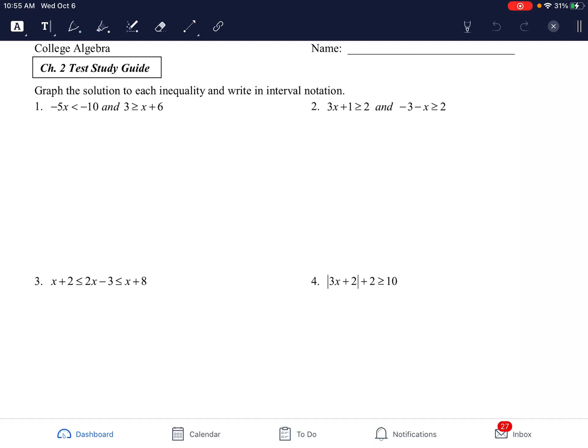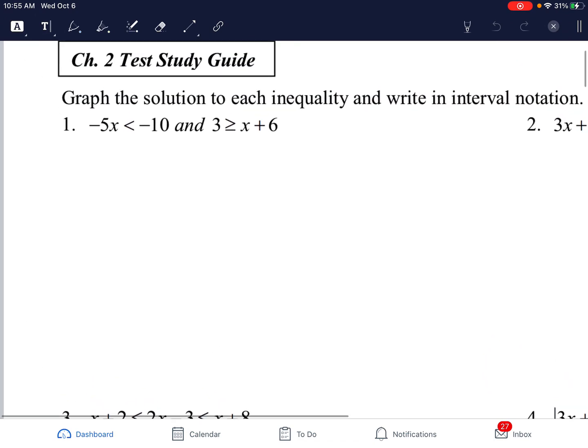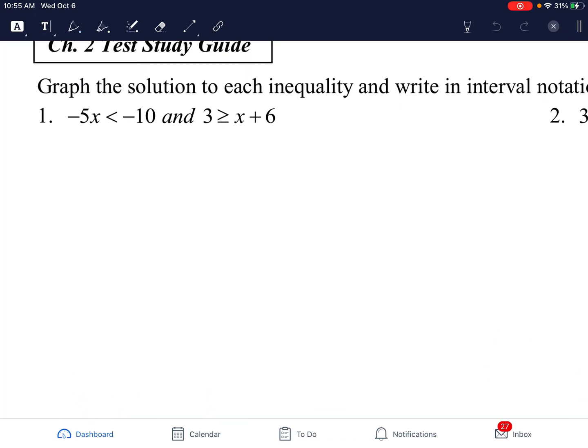Here's the review key for the Unit 2 study guide. We start off with inequalities. So we have to solve these, then we have to graph them, and then we have to write the answer in interval notation. So for the first one, we're going to divide both sides by -5.